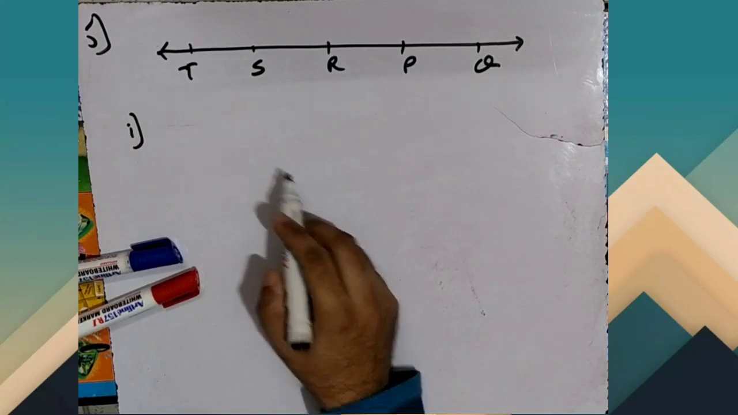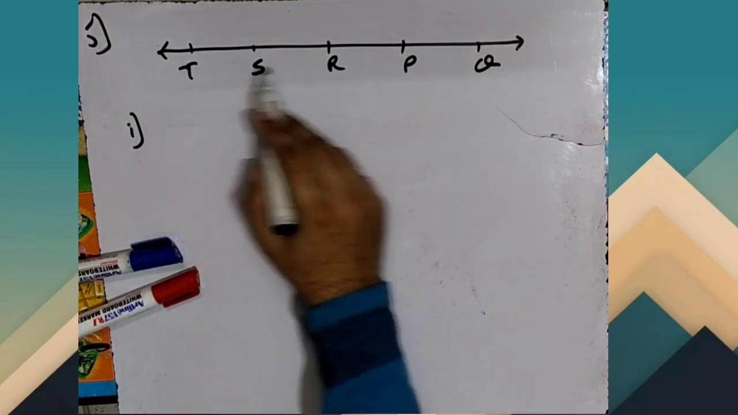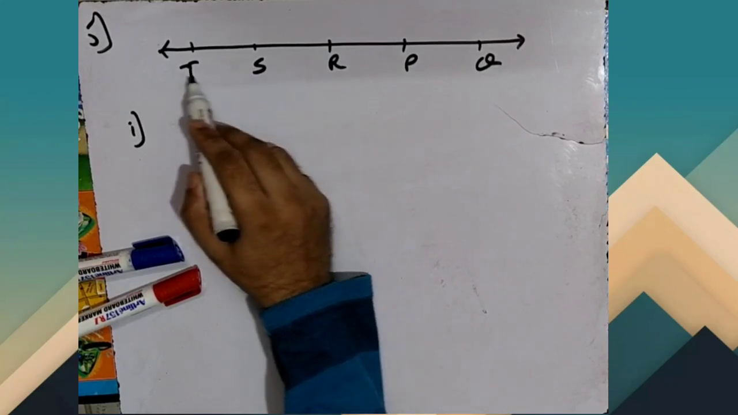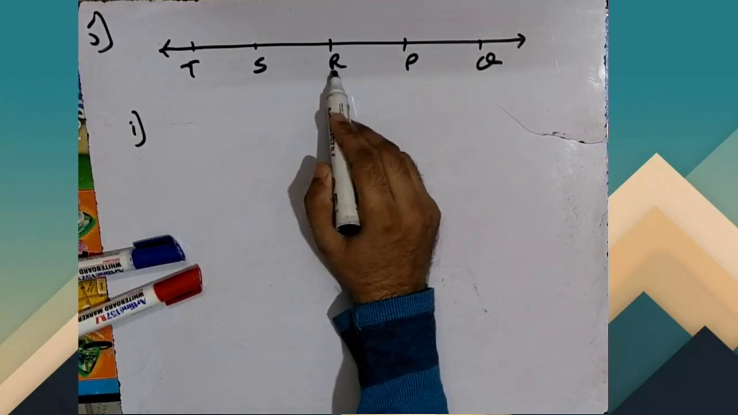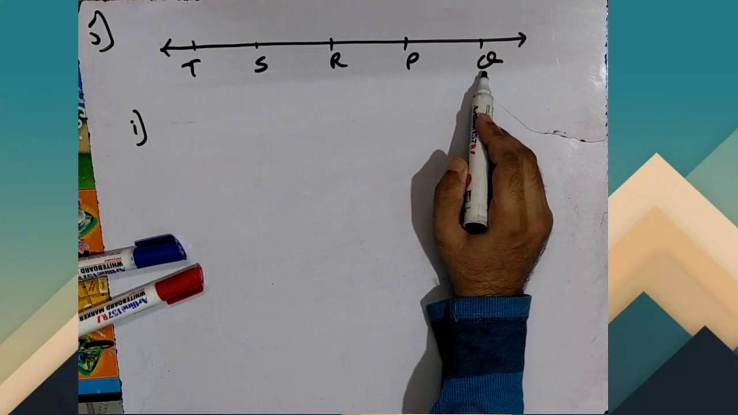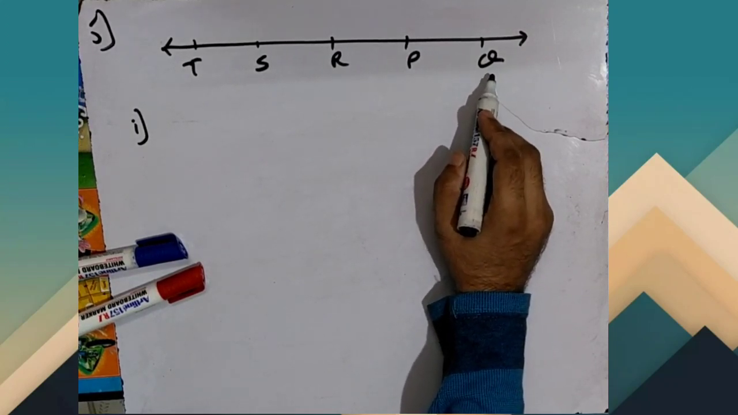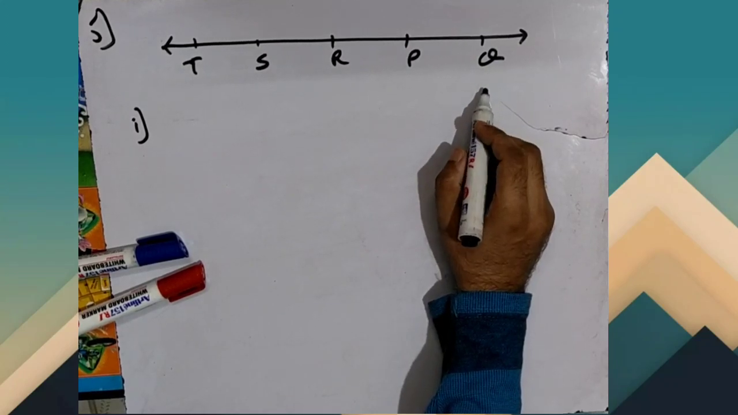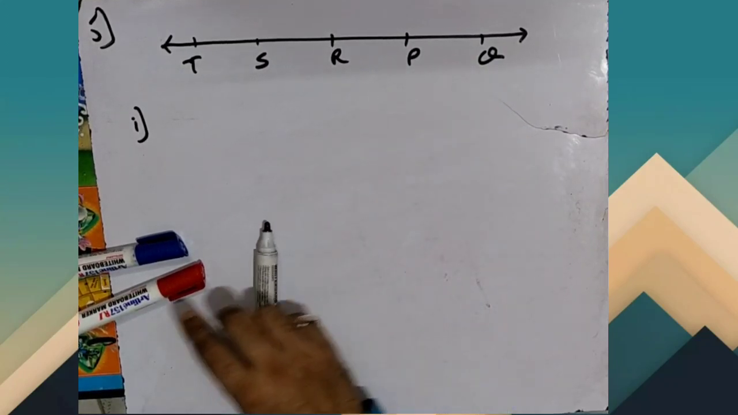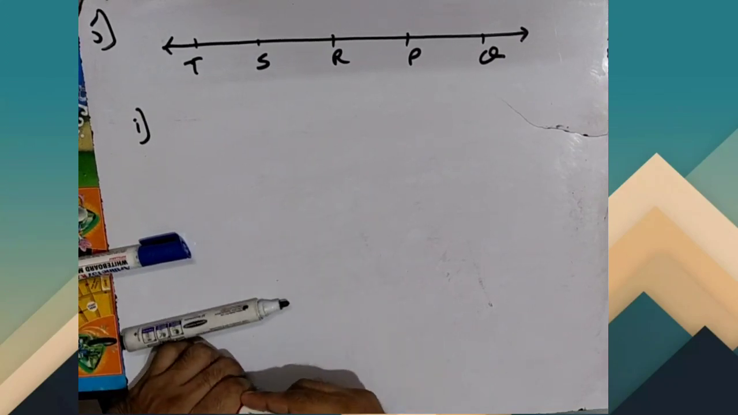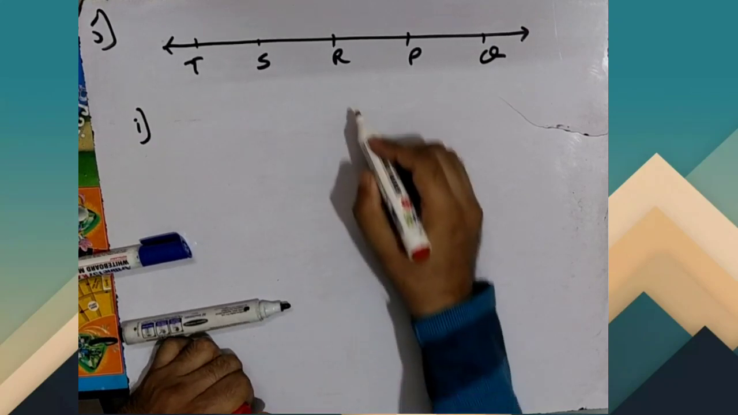In the fifth question, one figure is given in which one line is there. On that line, some points are given: point T, point S, point R, point P, and point Q. On the basis of this, we have to answer the following question. First one is, write the name of the opposite ray of ray RP. Now remember, opposite rays have the same origin and they are in the opposite direction.